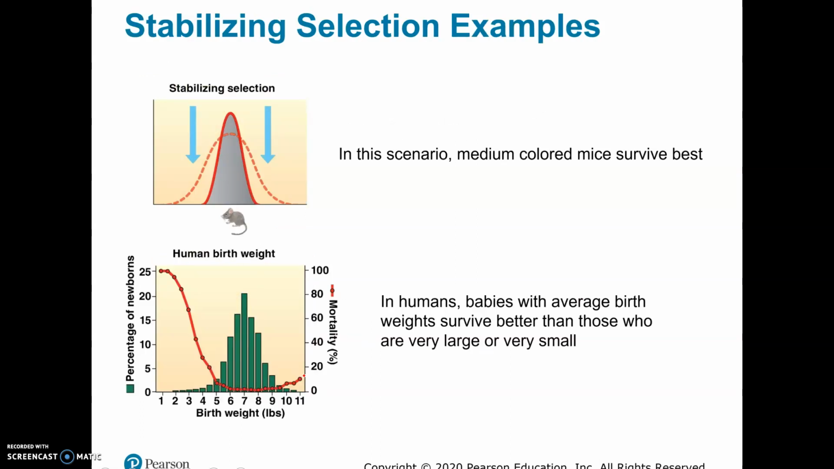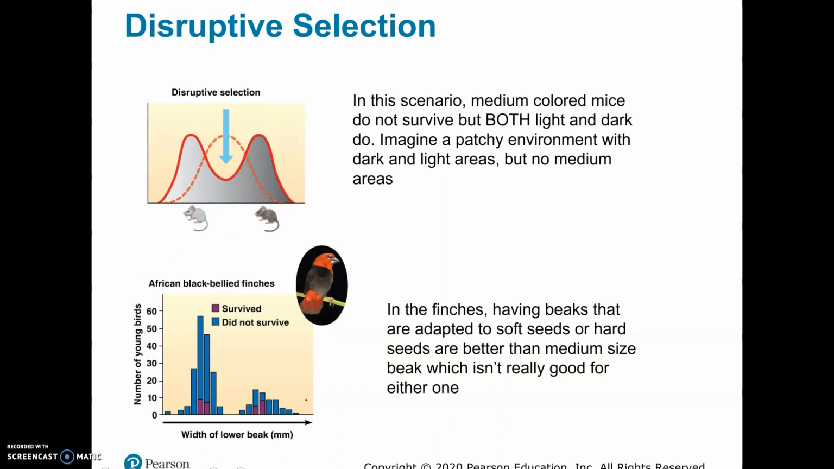Here's our example of stabilizing selection. Imagine that being a really light mouse or a really dark mouse both make you more likely to get caught by predators, so we're going to favor the average mice. In this case, what they're showing is the mortality rate for babies who are very, very light in weight, and it actually increases a bit if babies are too big. So what we find is average birth weight babies are favored. Anytime the middle is favored, that's stabilizing selection.